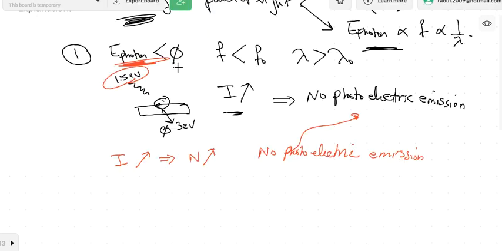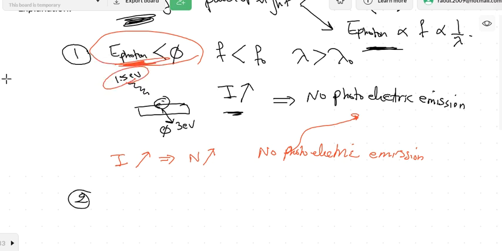Okay, so the first case, again: if the energy of the photon is less than the work function, the intensity doesn't affect photoelectric emission. Okay, we go to the second case.